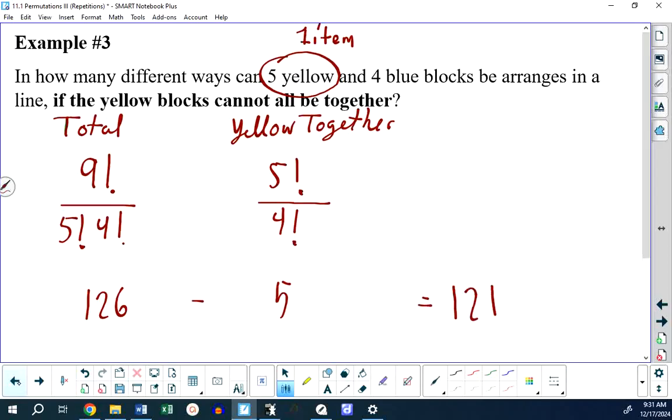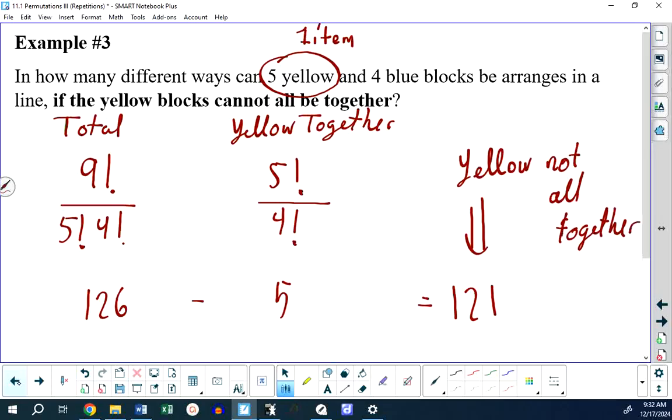So this is where the yellow are not all together. I mean, let's face it, some of them are bound to be together. I think there's only going to be one arrangement where none of them are together, and that's where the blocks alternate.